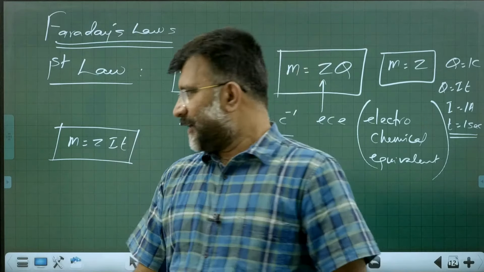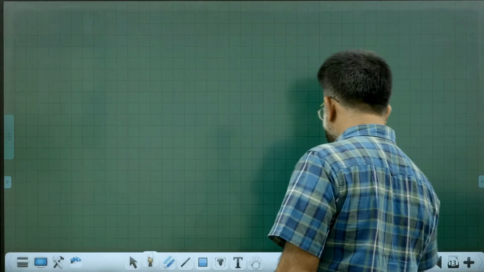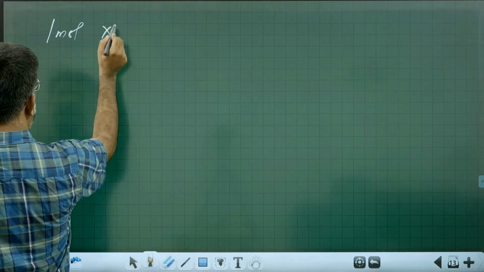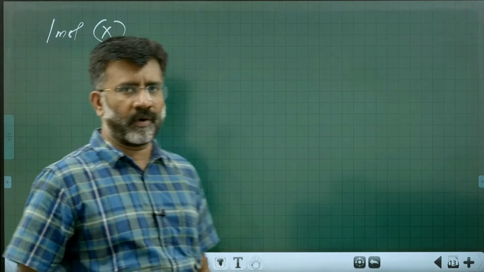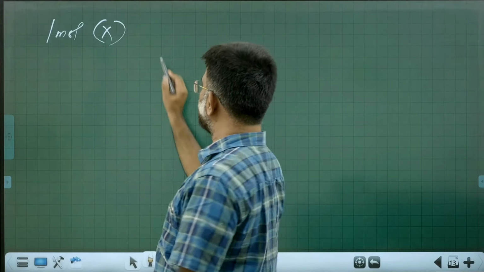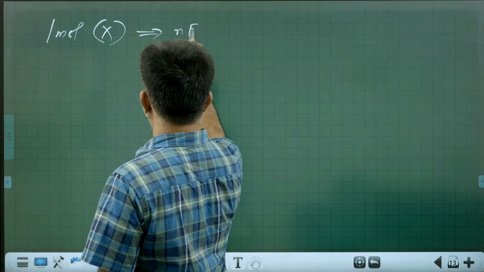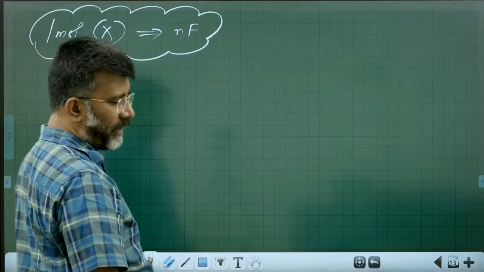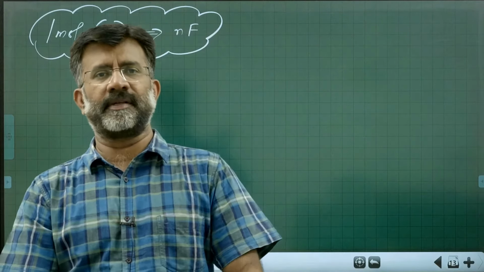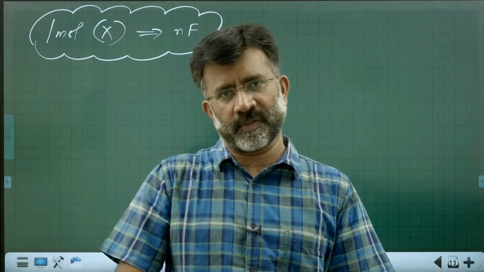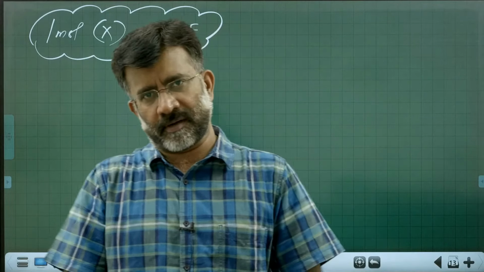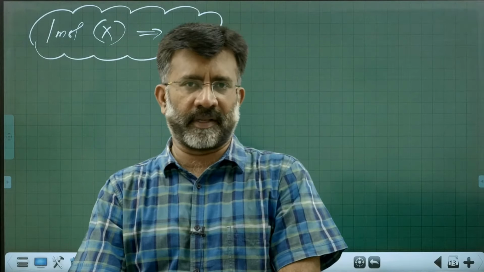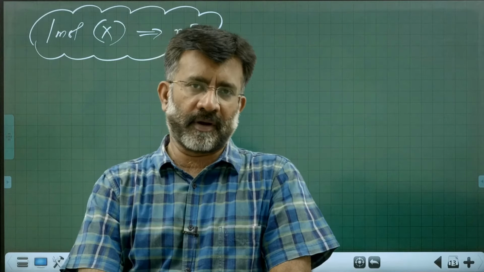Now relating to Faraday's first law, you must know certain topics. 1 mole of any substance X will require N Faraday. Suppose 1 mole of matter is dissolving during an electrochemical process, 1 mole of a metal is deposited, 1 mole of a compound is formed, 1 mole of a gas is liberated. Whatever it is, 1 mole of the material will require N Faraday.